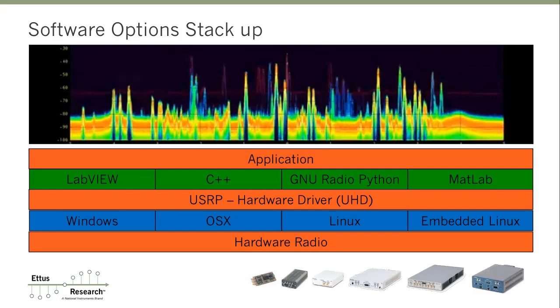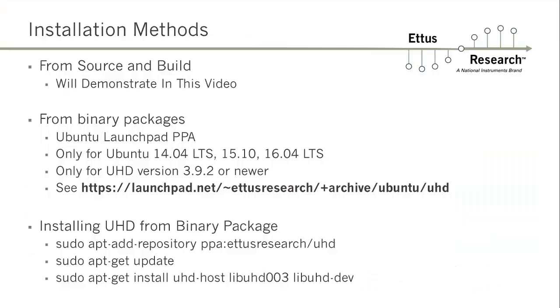Since we have taken the turn and said we're going to work with open source tools, we're going to work with Linux today. The USRP hardware driver is available for Windows, OS X, and Linux, and some embedded Linux for our embedded class devices. There are really 2 methods to get UHD running on your Linux system. The way that I recommend is to pull it from the repository on GitHub and build it from source. I'll walk through this process today in this video.